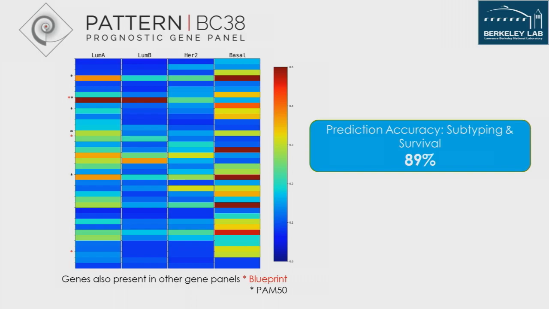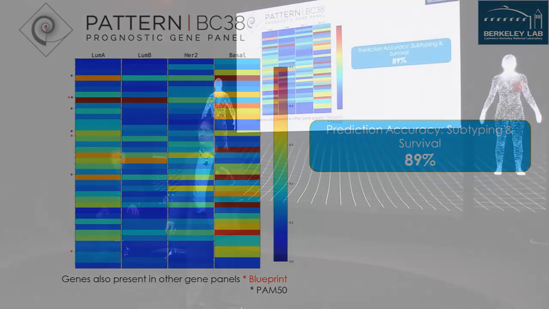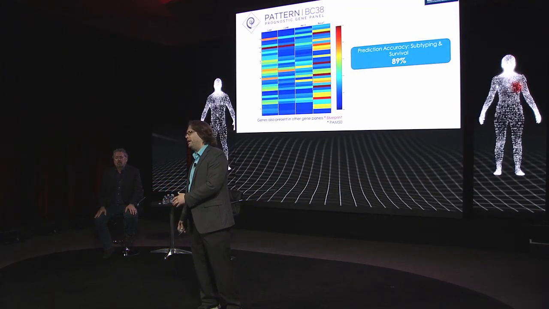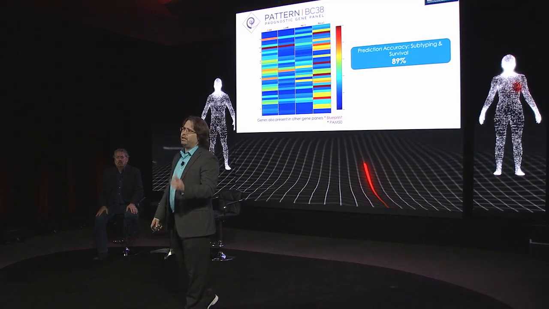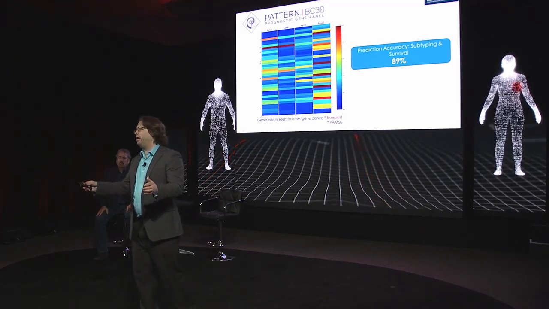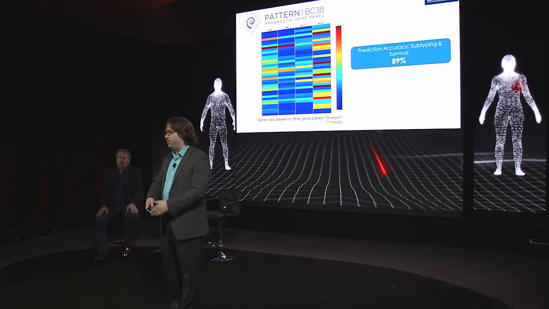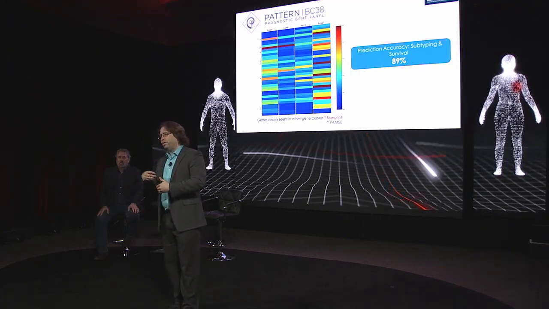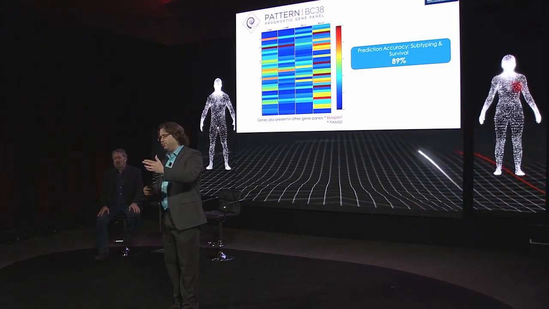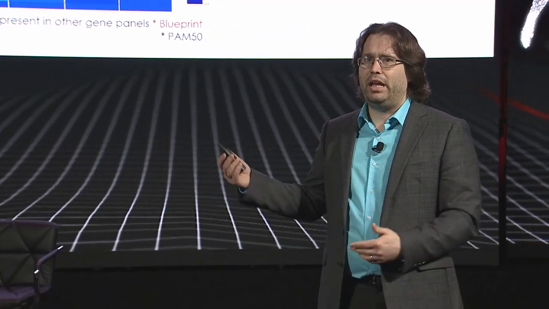And down the y-axis on this guy, all these different blocks, these are different individual genes. Blue means low expression, red means high expression. And as you can see, when you look at the genes in this panel, you get very different patterns in these genes for the different subtypes. This is very cool, but of course, some of these are in Blueprint, some of these are in PAM50. Many of them are unique. So this has an 89% accuracy.